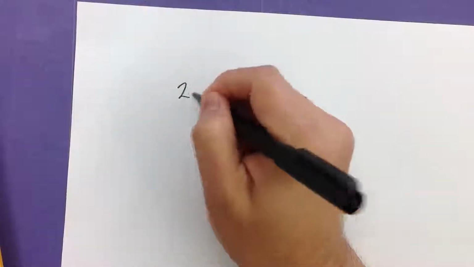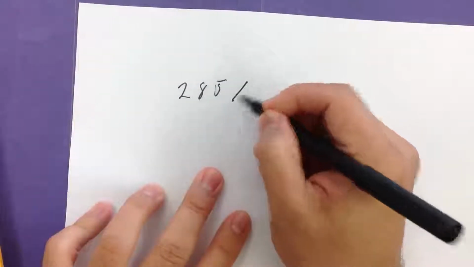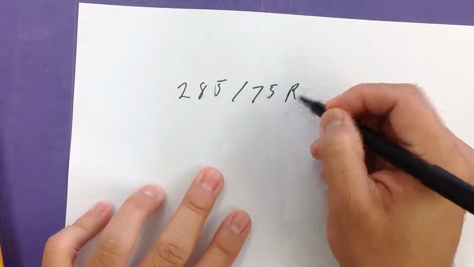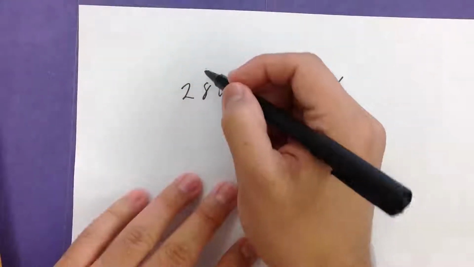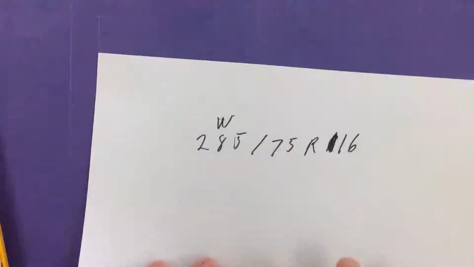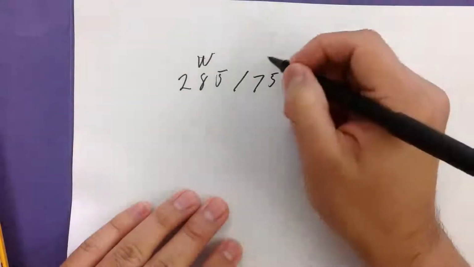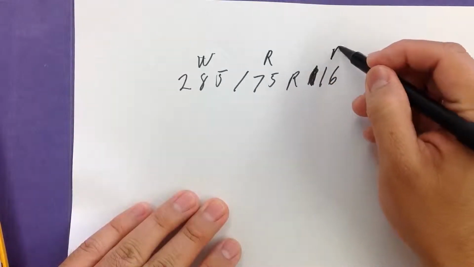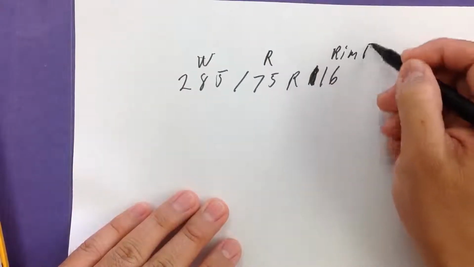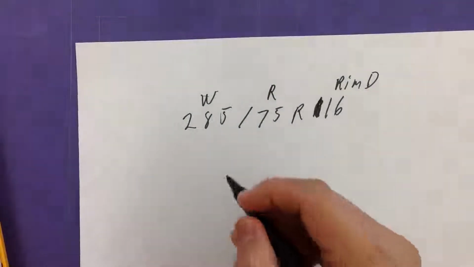So let's see. On the tire question, we have a 285/75R16. Okay, the 285 is the tire width. This right here is the ratio, and this right here is the rim diameter. So basically you do this.